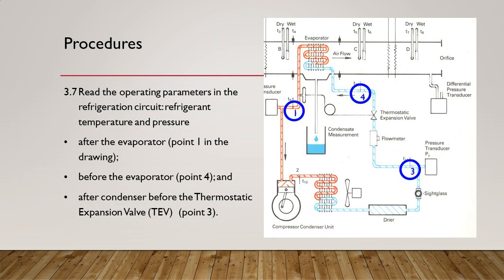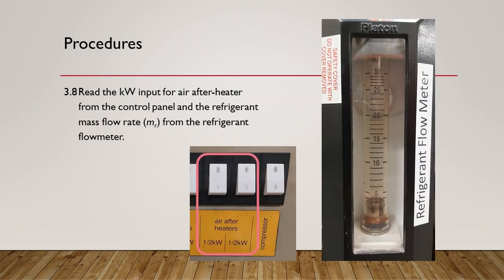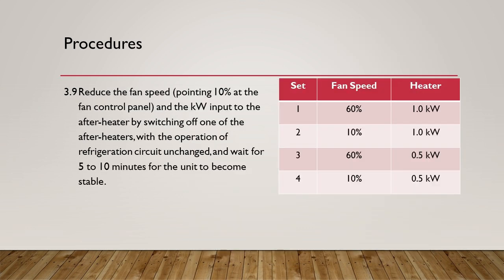Record the refrigerant temperature and pressure at points 1, 3, and 4, which are after evaporator, before expansion valve and before evaporator. Finally, read the refrigerant flow rate and record the heater input. In this experiment, we propose to have 4 different sets, with fan speed at 60% and 10%, and heater at 1 kW and 0.5 kW. Remember, allow the unit to achieve steady operation after each step of setting before taking your readings.